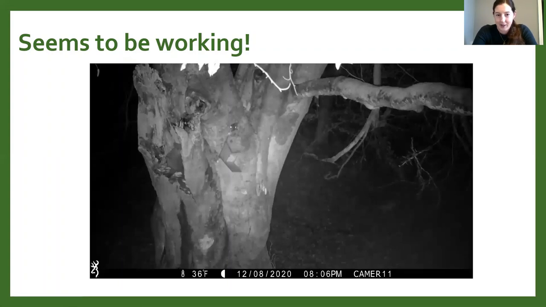And so far it seems to be working. So in that little box, there's a peanut. So that's what that pine marten was after there.